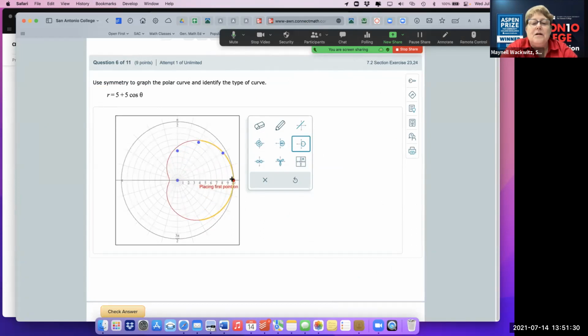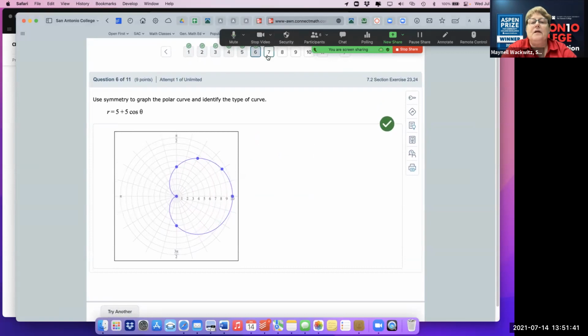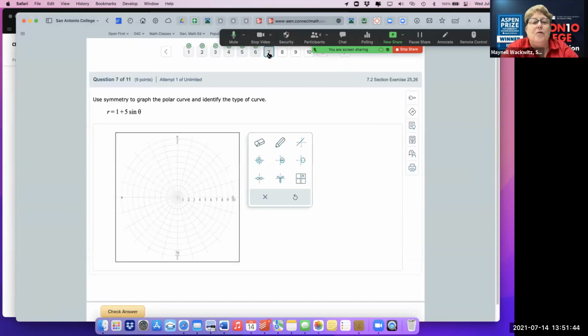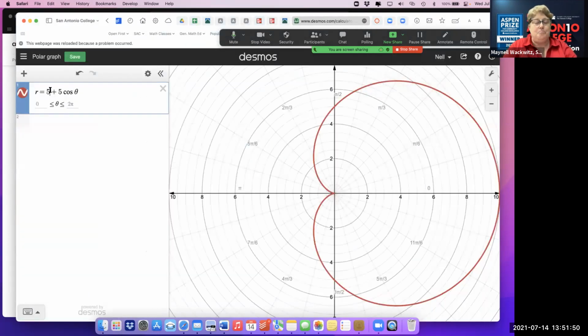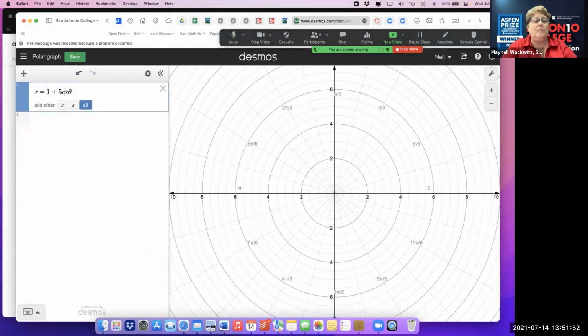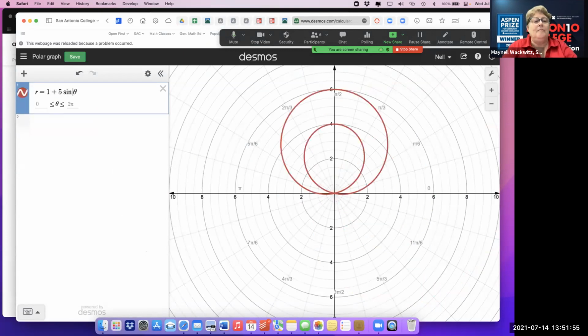Placing first point. Let's see if it likes this. Oh, thank goodness. Okay, we're going to do one more. 1 plus 5 sine theta is, it really looks like it's going to be a limaçon also, with this inner loop, which is pretty big. Okay, so let's plot some points.